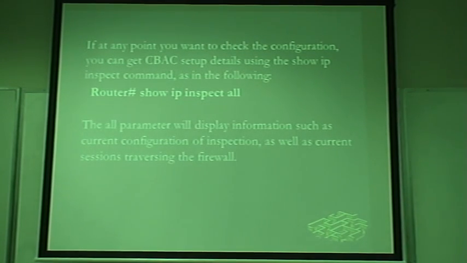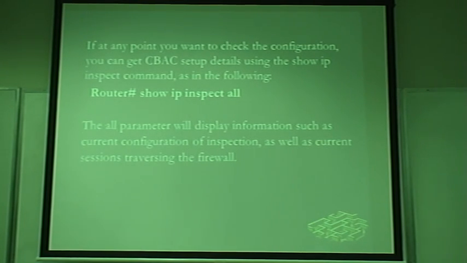If at any point you want to check the configuration, you can simply do the show ip inspect all, and it will bring up details. The all parameter will display information such as the current configuration of inspection as well as current sessions traversing the firewall, which is very important. Okay, you can look at your state information from individual PCs. Great if you're running a small network and you've got about 5, 6, 7, 8, 20 PCs. If you're running a huge network, you need to find some automated tools that will help you manage that.